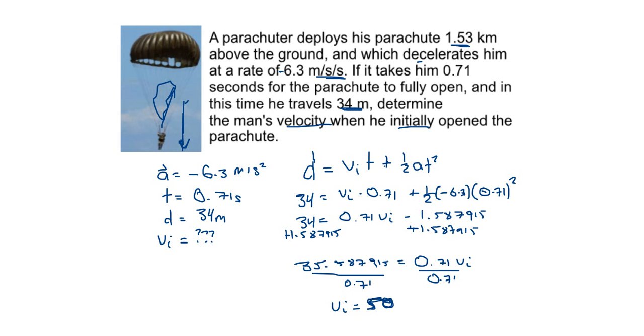I end up getting 50 meters per second, which actually makes sense because that's about terminal velocity for an object falling. So if you end up getting to terminal velocity, that kind of makes sense. 50 meters per second is about when things can't speed up anymore. And that would make sense as to when he opened his parachute. So if I lost you there, make sure you let me know and I will try to help.